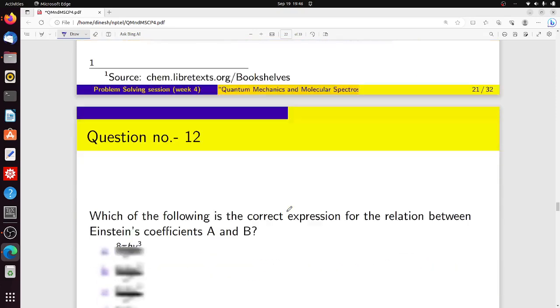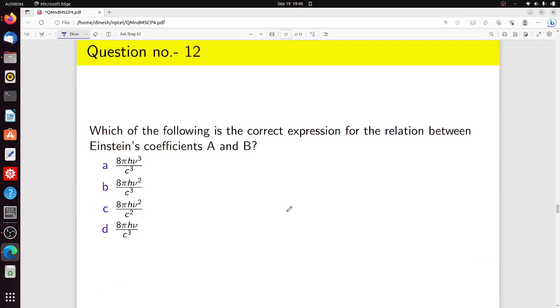Okay, I guess no. Then we will move on to the next question. Which of the following is the correct expression for the relation between Einstein coefficients A and B? That means you are asked what is the ratio between A and B. Which relation is correct? Yeah, right. This A over B will be proportional to nu cube. So if you are clever, you can identify the first one will only have this nu cube. Right, good.